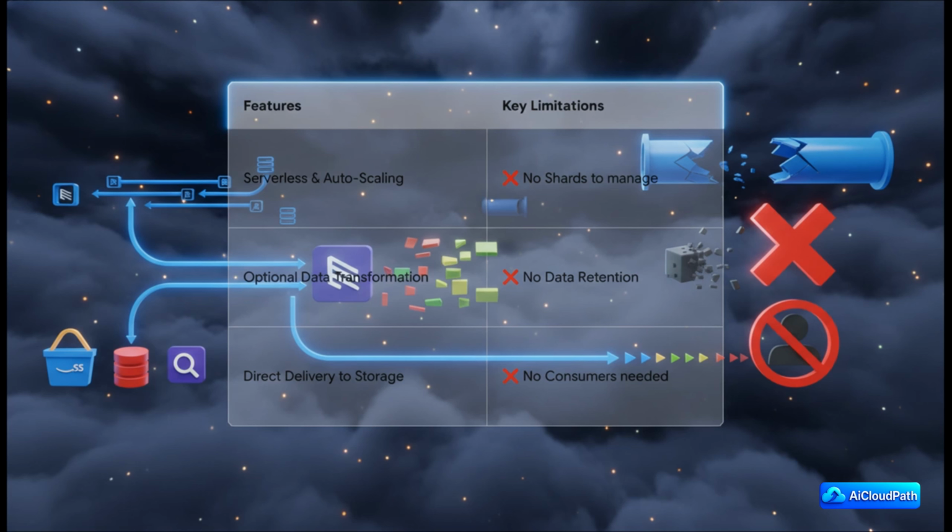Okay, this is super important, because to really get Firehose, you need to understand what it isn't. You see where it says key limitations? Well, those aren't bugs, they're features. There are no shards to manage, which is a huge headache you get to avoid. It has no data retention because its job is to be a pipeline, not a warehouse. And you don't need to build custom apps to fetch the data, because Firehose pushes it right to its destination. It's all about direct delivery.